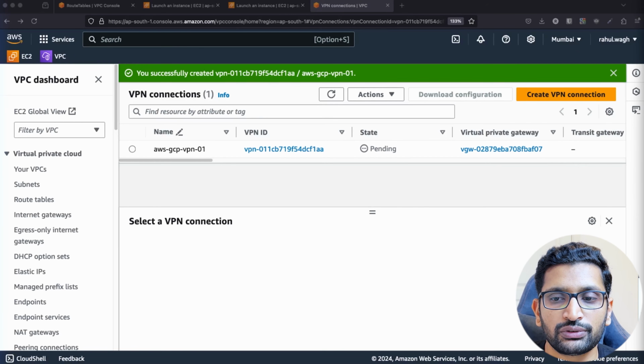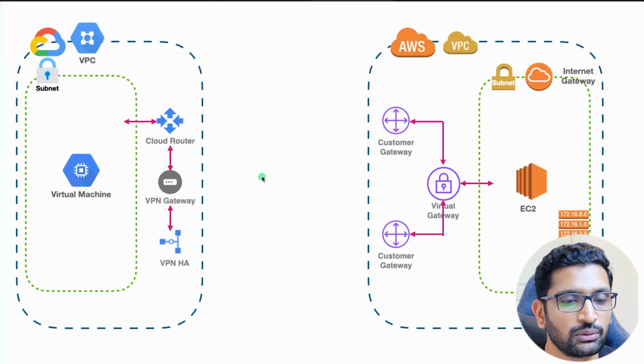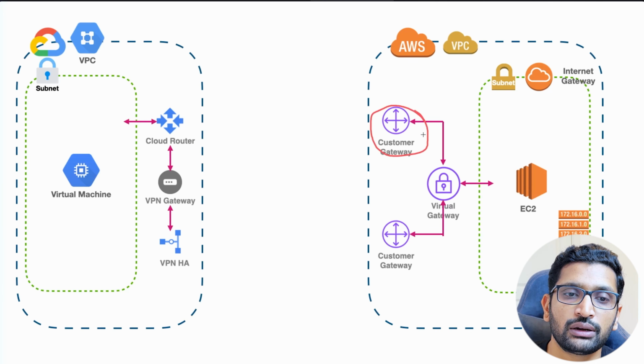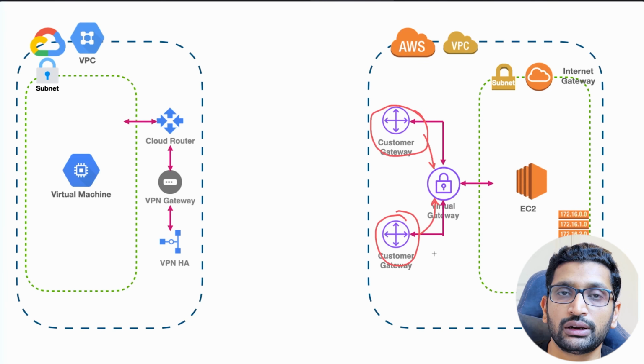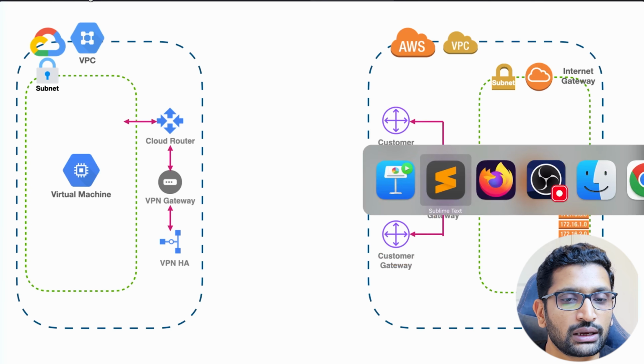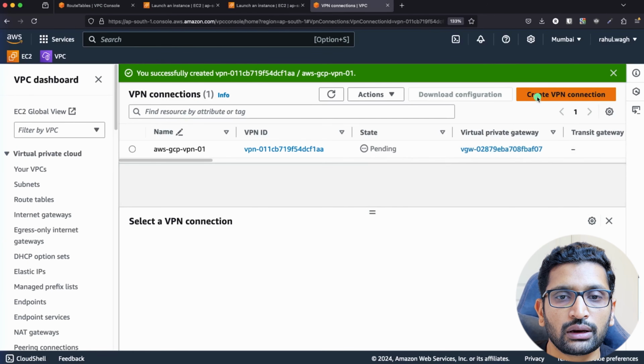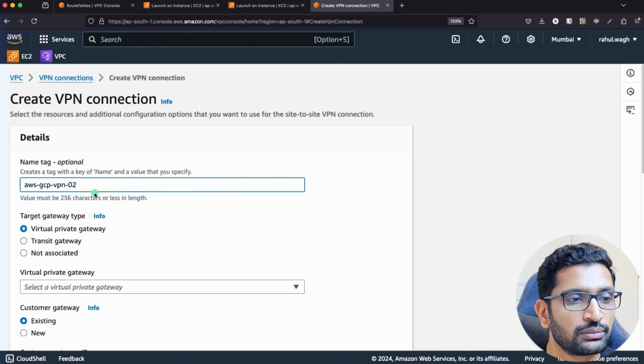Okay, so this first VPN connection is getting created. So if you take a look onto the diagram over here, then we have created one VPN connection for this customer gateway, which is using this one. Okay, now we need to create one more VPN connection with this customer gateway, which will again use the same virtual private gateway.